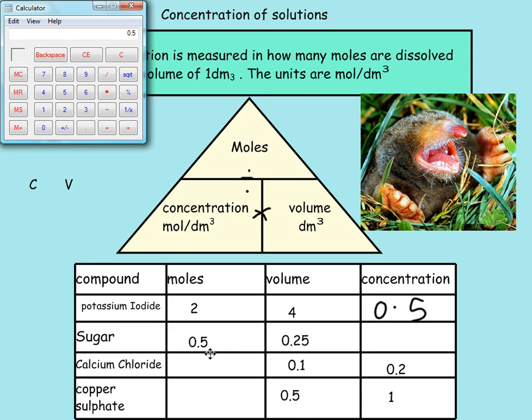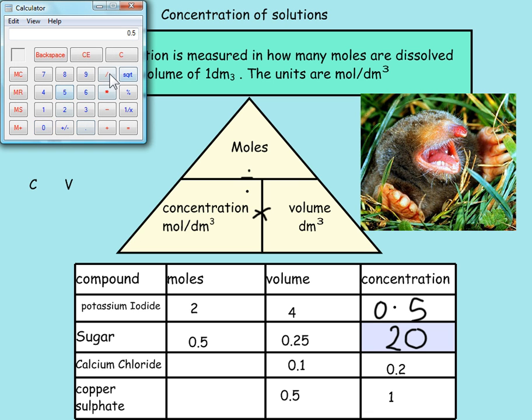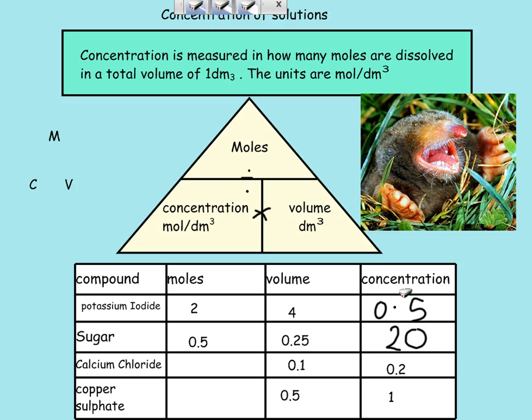Then again, the next one, sugar. So if I had 0.5 moles of sugar and I dissolved it in 0.25, what would the concentration be? That's 0.5 divided by 0.25. Let's just check that. 2. I was going to say, that did sound a bit dodgy there. Good job I checked it. Okay, try and do the rest.